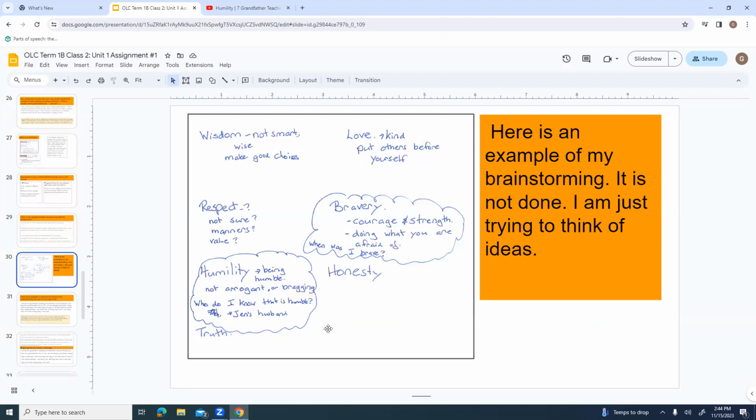So here's an example of my brainstorming. You can see it's messy. It's not in complete sentences because this is just for me. I'm not going to hand this in. I wrote wisdom, love. I just put those in corners. Respect. I wasn't sure how to define that one. I might look up that one. I looked at bravery and humility. I think maybe those are 2 I might pick to write about. Okay, so this is my brainstorming. It's just the idea phase, and you don't hand it in. It's just for you.